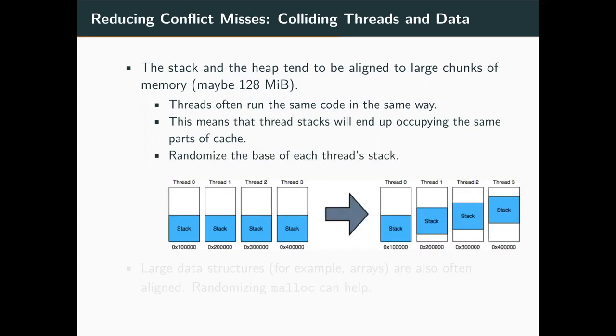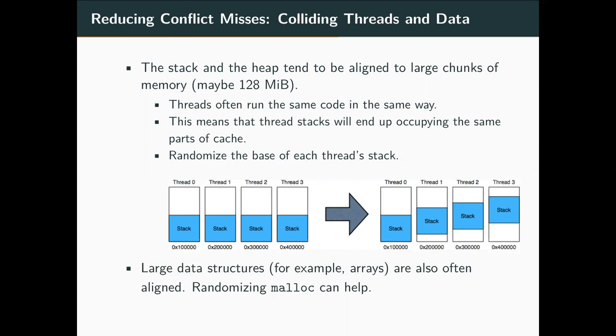So one thing that we could do is randomize the base of each thread stack. So now instead of everyone just being aligned on the same set, now we're kind of staggered. So no longer will we have as many conflicts. That's one option. Another thing to note is, as far as the heap goes, large data structures are also often aligned as well. So you could randomize where you allocate using malloc, and that can help reduce the amount of time that you'll have conflict.